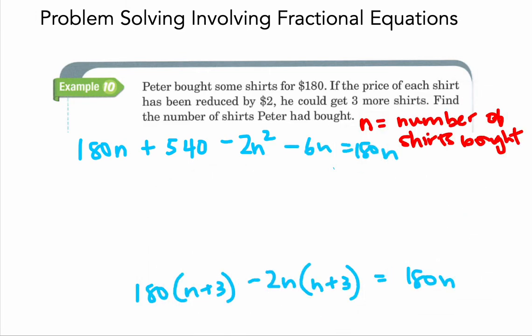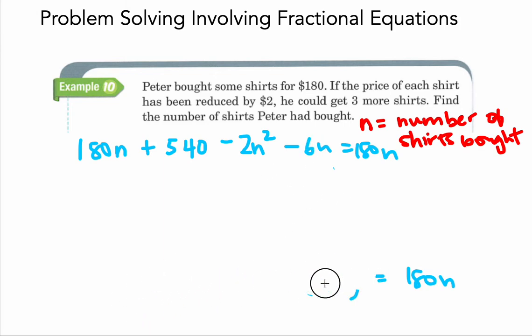Okay, let me just double check that everything is good. 180n plus all my signs. Yep, okay. Now that I'm here, let me go ahead and move some stuff to one side so I end up with just 0 on the other. I have some terms I can combine though.